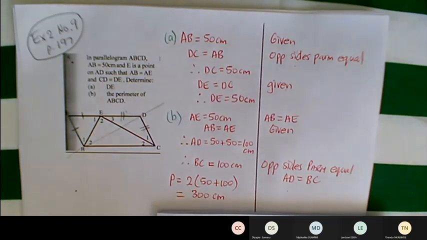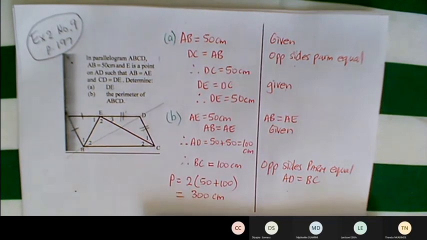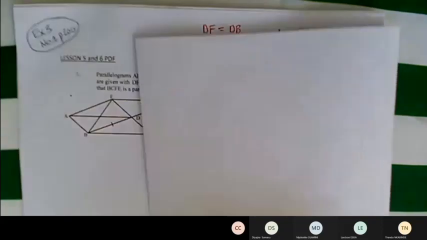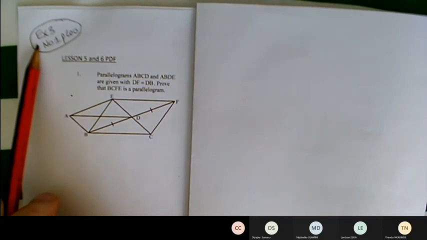Right, next one, we're looking at exercise 3, number 1, page 200. This will be in the lesson 5 and 6 PDF.